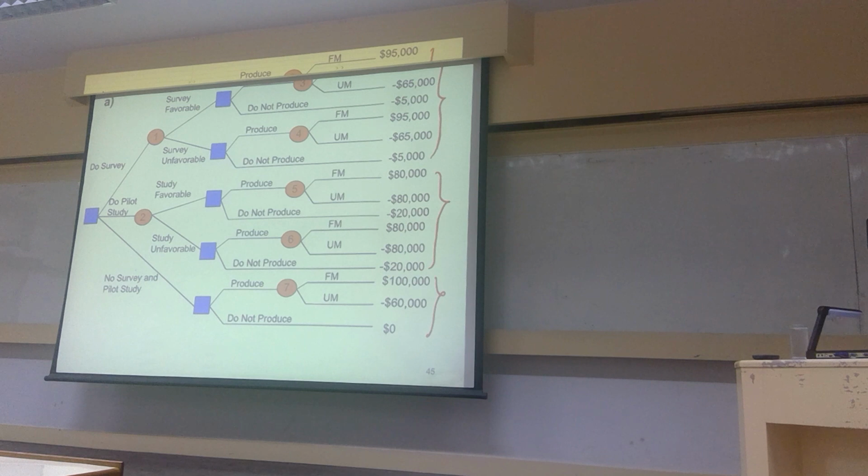The last group is the case of no survey and pilot study. We just use the payoff the same as in the problem given to us. If the market is favorable, Jim is going to get 100,000. If the market is unfavorable, Jim is going to lose 60,000. But for the case of the survey and pilot study, you still need to deduct the cost of doing the survey and pilot study. For the survey, we deduct the cost 5,000. For the pilot study, we deduct the cost 20,000.